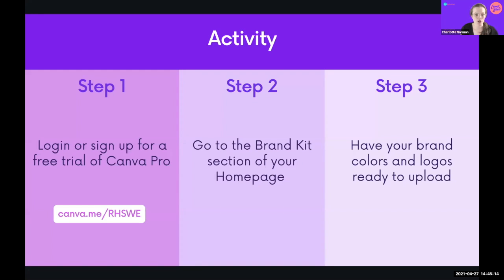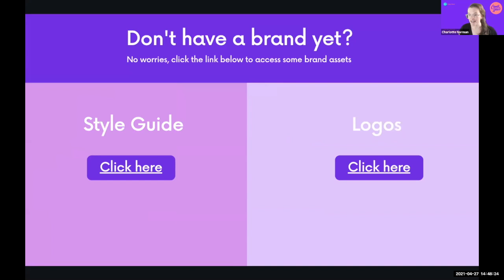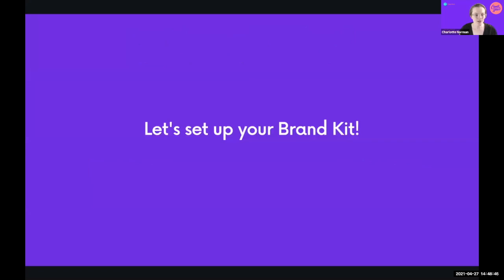Then we'll be going on to the homepage section and diving into the brand kit. And it would be valuable for you to have your brand colors or logos ready to upload. If you're in the early stages of creating a startup or a side hustle or your brand, no stress, you don't need to have it. In the workbook, we've included a style guide that you can reference and a Google Drive folder where you can access some logos so you can play along at home yourself and use those to upload and set up. So let's dive in and let me demonstrate how you can set up Brand Kit, and then we'll dive into the activity.